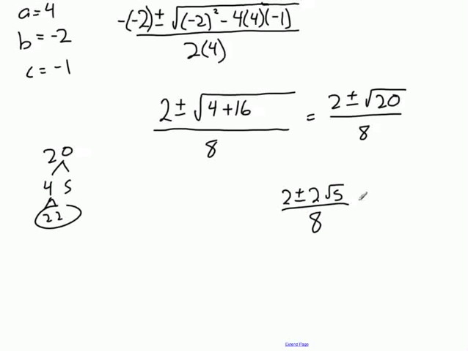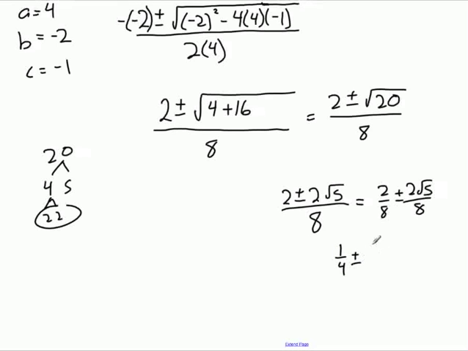Now, since we're dealing with imaginary numbers at some points, you got to remember that you separate your two terms. 2 divided by 8 is 1/4. Plus or minus, this divides in 4 times. So you get the square root of 5 over 4. And there is your answer.